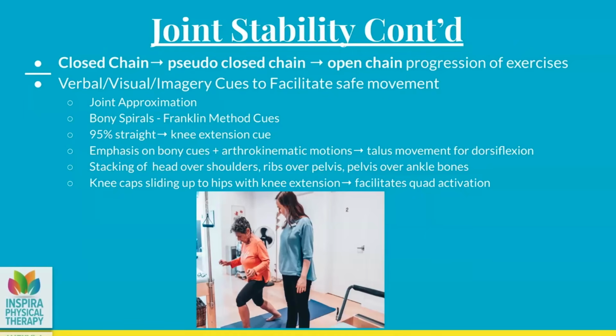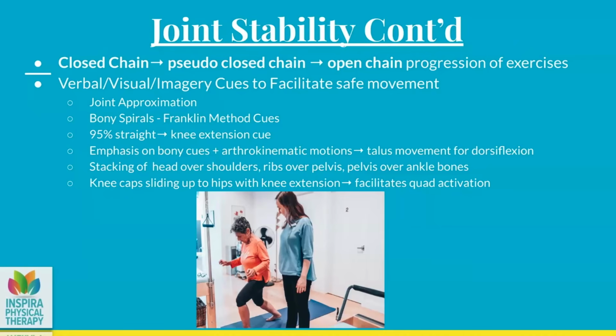So open chain will be the most challenging for someone who is hypermobile, versus closed chain will be the easiest and the most ideal place to start when you are re-educating a movement pattern and when you're re-educating someone in understanding joint stability and joint congruency.